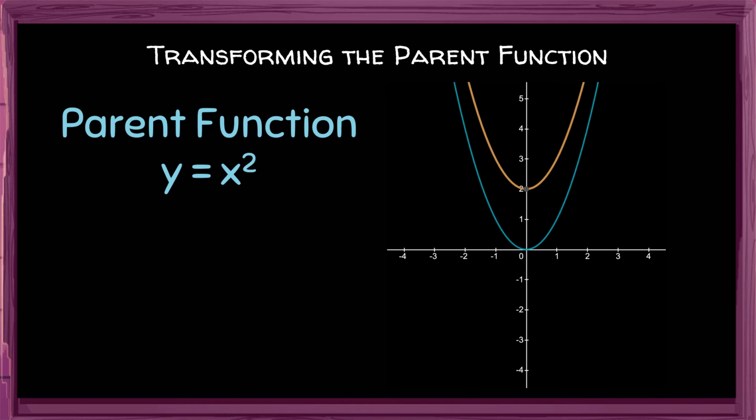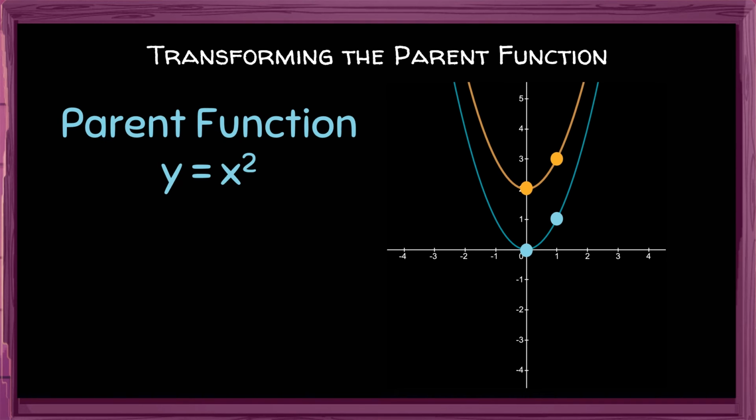So let's compare some points again. In our parent function, when x is 0, y is 0. But in our higher parabola, when x is 0, y is 2. In our parent function, when x is 1, y is 1. But in our higher parabola, when x is 1, y is up at 3. In other words, every time we check a value, our new parabola is exactly 2 units higher than the parent function. We're just adding 2 to whatever we got for our parent function.